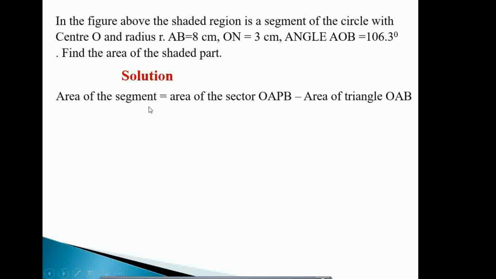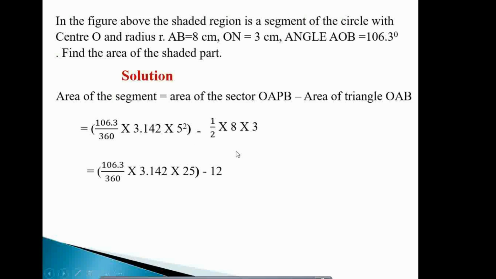Now for us to get the area of the segment, we'll take the area of the sector, which is OAPB, minus the area of the triangle, which is OAB. So that will be 106.3 over 360 times 3.142 times 5 squared, then minus half times 8 times 3, which is the area of a triangle. When you work this out, you get the area of the segment, which is 11.19 square centimeters.